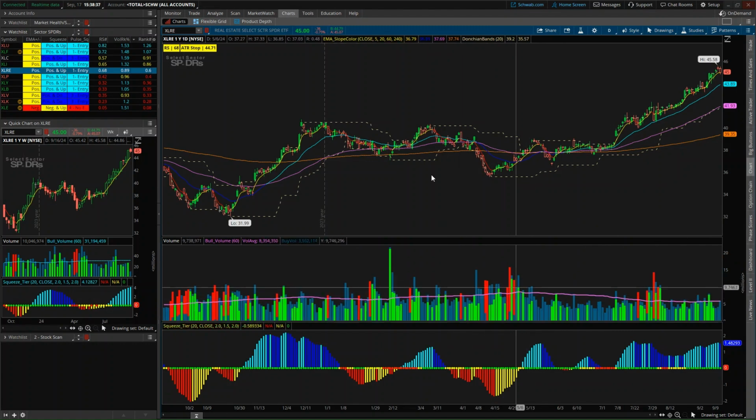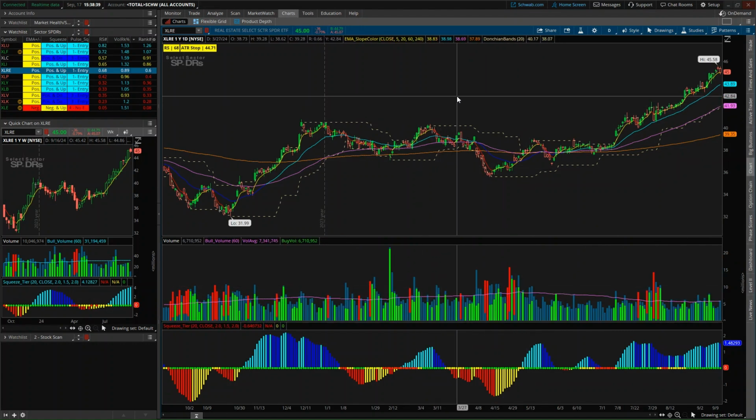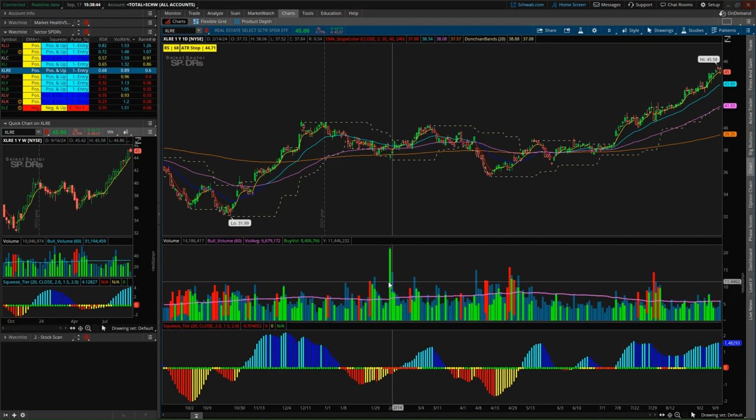And that's how I read the bull volume indicator. I do have a link in the description to this indicator if it interests you. Again, this is my volume indicator that looks at price action and relative volume.